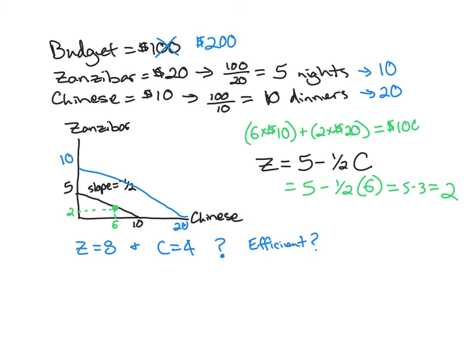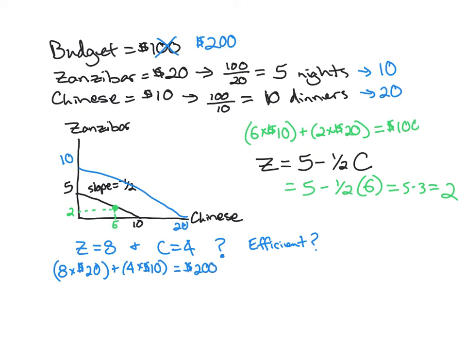Okay, so again, there's 2 ways to figure this out. One is to calculate how much is she actually spending. So if she goes to Zanzibar 8 times, each trip costs 20. And if she goes to the Chinese restaurant 4 times, and each of those trips costs $10, then she is spending $160 at Zanzibar, 40 at the Chinese restaurant. So she is exactly spending her budget.